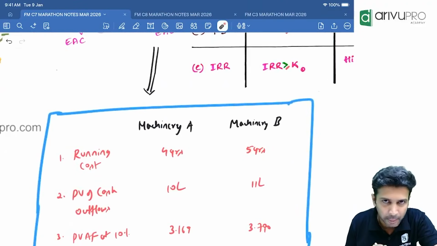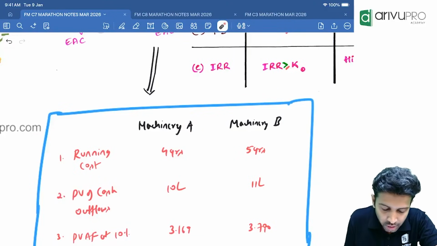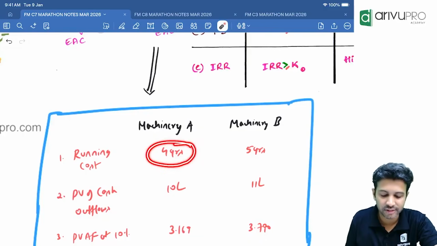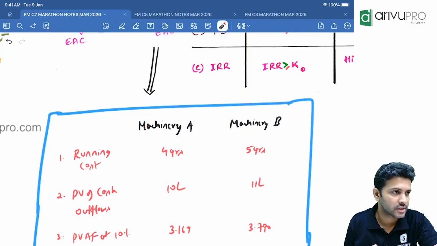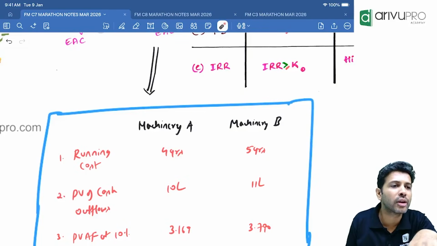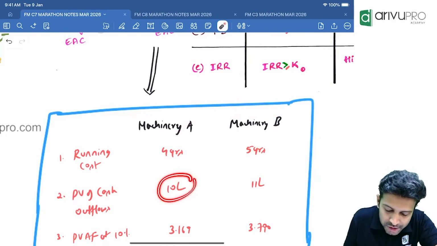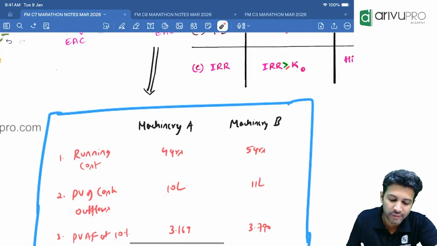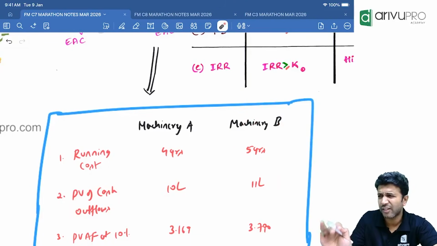Now again, company has to decide whether to buy machinery A or machinery B. A ka life is 4 years, B ka 5 years. A you can use it for 4, B you can use it for 5. Life same or different? Unequal life. Now A will cost how much to buy? Present value of cash outflow. A will cost 10 lakh. B will cost 11 lakh. In fact, they will not give you this.